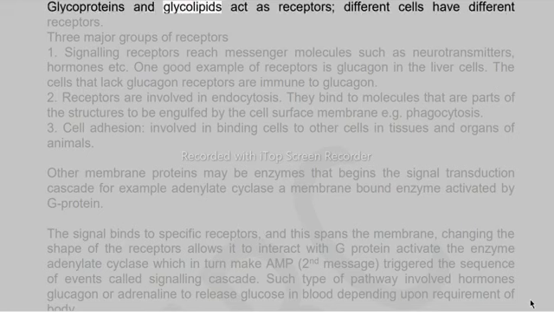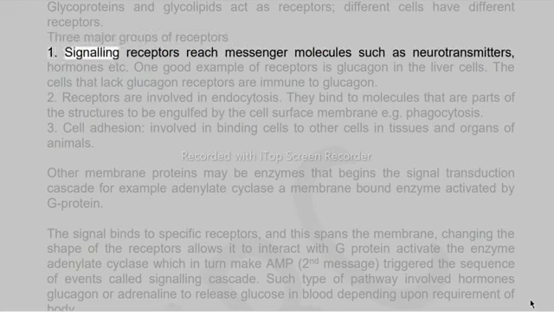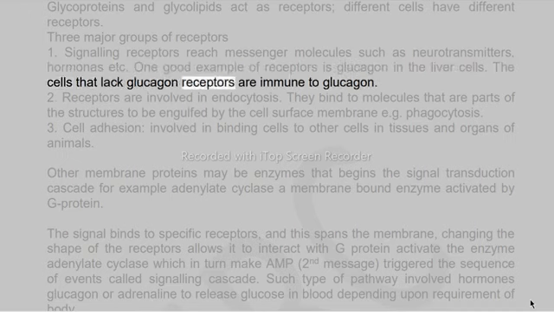Glycoproteins and glycolipids act as receptors. Different cells have different receptors. There are 3 major groups of receptors. 1. Signaling receptors react with messenger molecules such as neurotransmitters, hormones, etc. One good example of receptors is glucagon receptors in the liver cells. The cells that lack glucagon receptors are immune to glucagon.